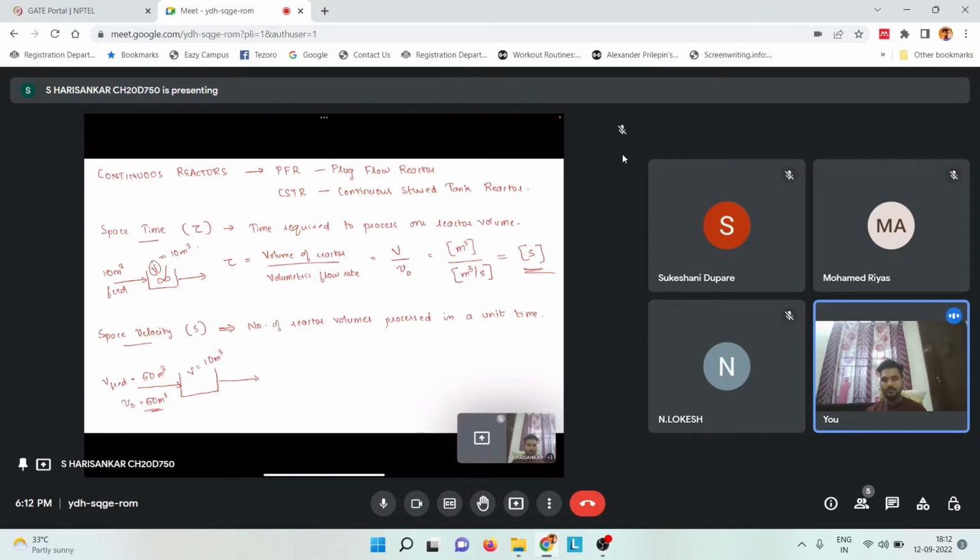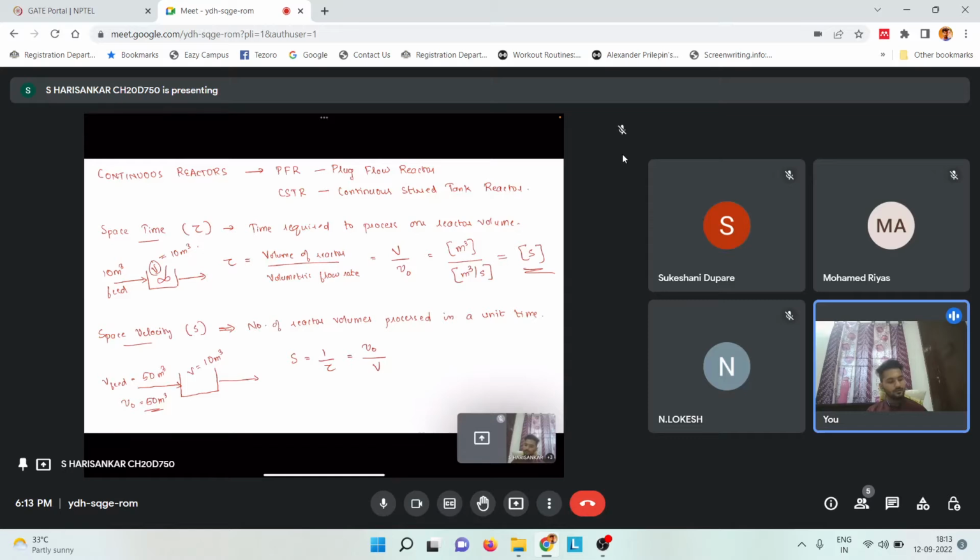Again, space velocity is the number of reactor volumes processed in a unit time. If we assume that 50 meter cube of feed is being fed into a reactor having a volume of 10 meter cube per unit time, that means 5 times the volume of the reactor is being processed by the reactor in a unit time. This is the significance of space velocity. The space velocity can be written as S is equal to 1 by tau, or basically the inverse of tau, that is mu 0 by V.